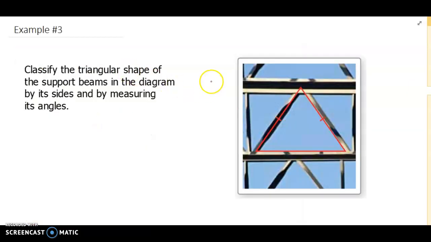All right, let's look at this example here. We have this triangle here, and it wants us to classify it by its sides and its angles. Okay, so when I first look at it, the one thing I notice, and it's probably kind of hard to see on yours, is that there's a dash here and a dash here. And those dashes signify that those two side lengths are the same. So if we have two congruent sides, we have what kind of triangle?